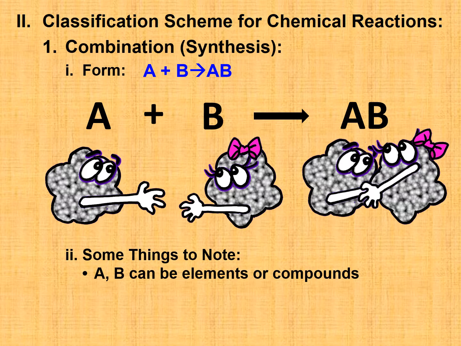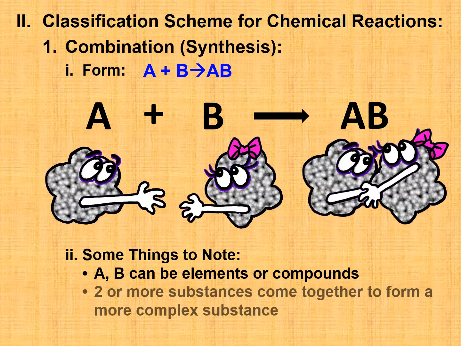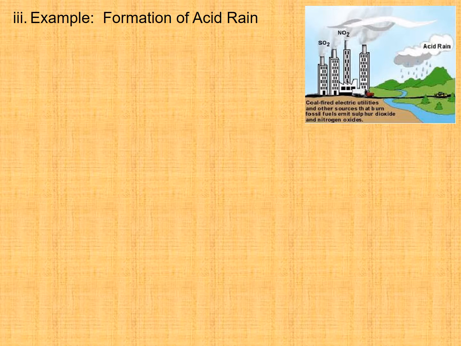While the reactants and products in a chemical reaction are always substances, for combination reactions, the reactants can be either elements or compounds that come together to form a more complex substance that is always a compound. So we can think of a combination reaction as 2 or more substances coming together to form a more complex substance.